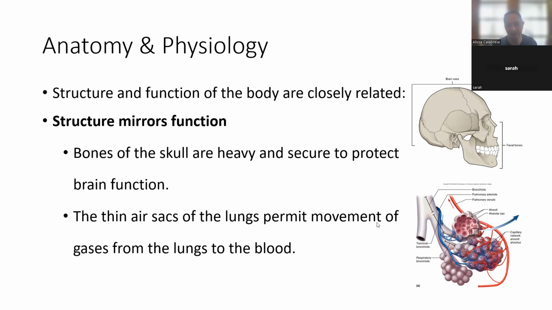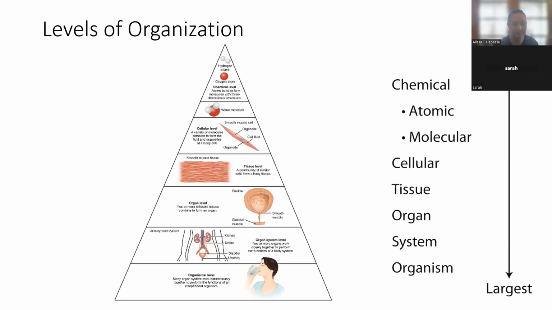Then we've got another structure here, these tiny little air sacs of the lungs. Those have a very different structure. They're very delicate, they're very thin, microscopic structures, and that's because they serve a very different function, right? They need to allow for gas exchange across these very thin membranes to get oxygen into your bloodstream and carbon dioxide out of your bloodstream.